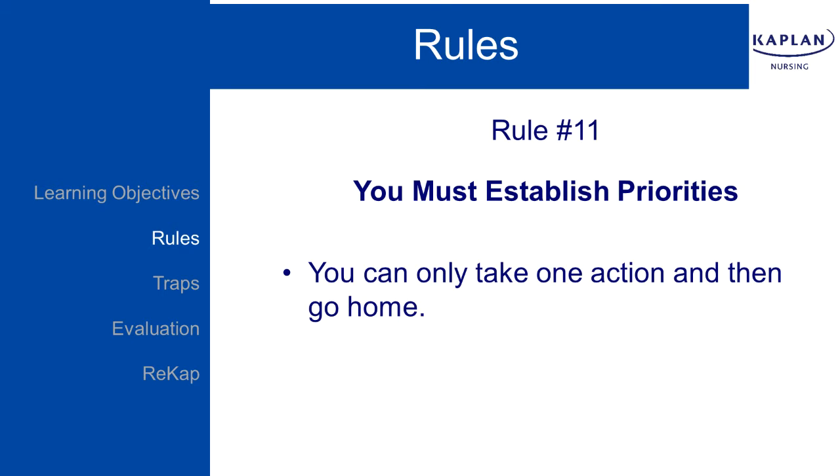So if I elevate the head of the bed and then go home, what will the outcome be? And if you do that through all of your answer choices and determine what the outcome is when you take this one action and then leave, it's going to help you discriminate between several answer choices that you think are correct for this situation, but only one is going to be the most correct. So you can only take one action and then go home. If I go home, what will the outcome be? And then you make your decision based on that outcome.